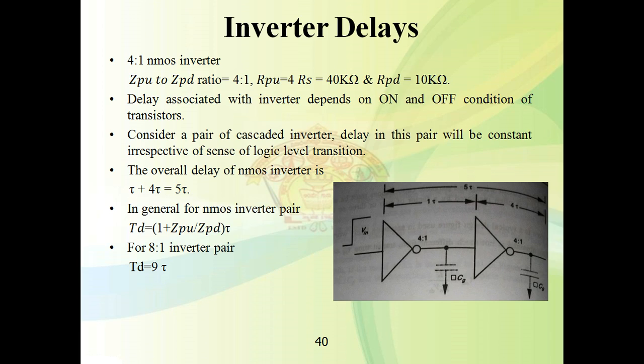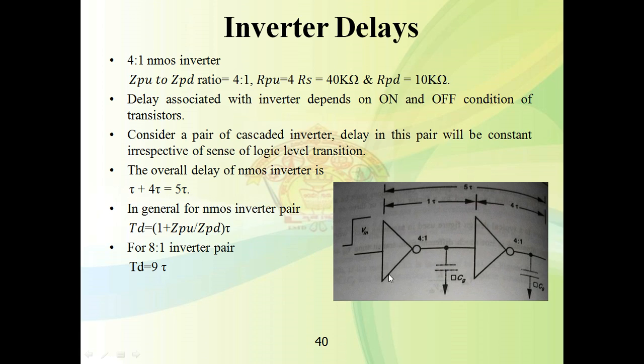To get equal delay, we have to consider a pair of cascaded inverters. The delay in this pair will be constant irrespective of the supplied voltage and the logic level transition. If the applied voltage is high, the pull-down transistor of the first inverter will be on and the pull-up transistor of the second will be on. If the applied voltage is low, the first pull-up transistor and the second pull-down transistor will be on. Hence the delay associated with this will be like this.